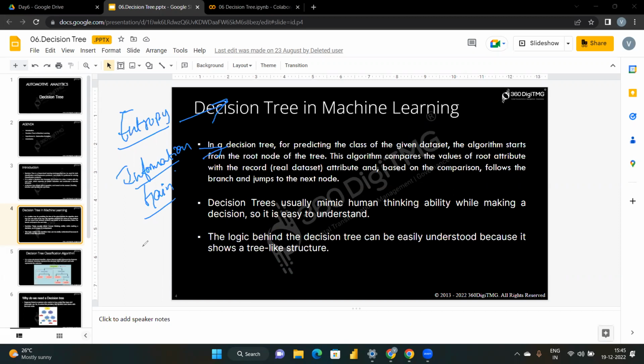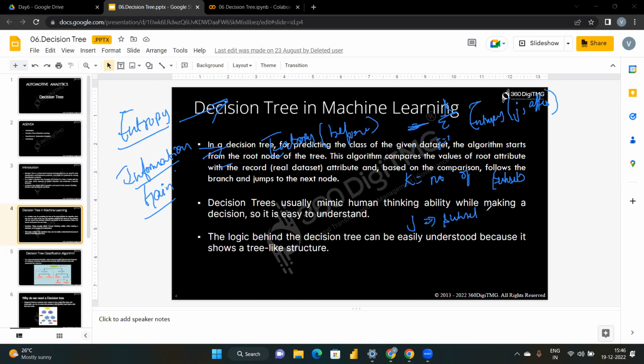If you ask me what is the formula of information gain? Information gain is equal to entropy before minus the summation over j equals 1 to k of entropy j after. Before and after, the entropy is the formula of information gain. Here k is the number of subsets, and j is a subset after the split.